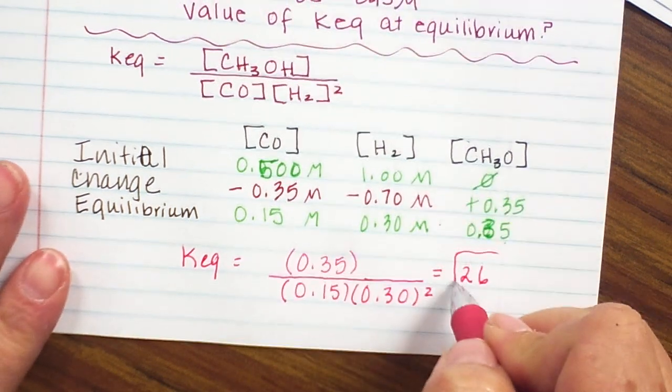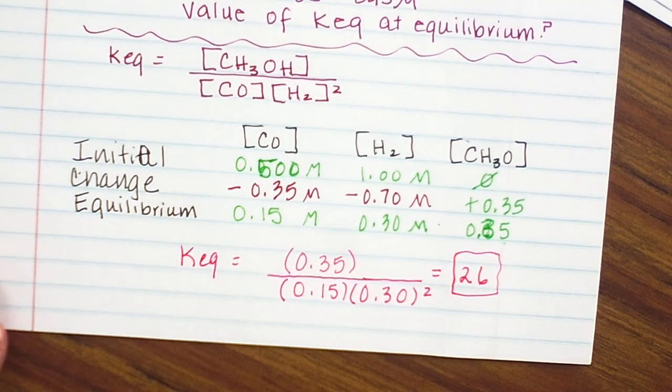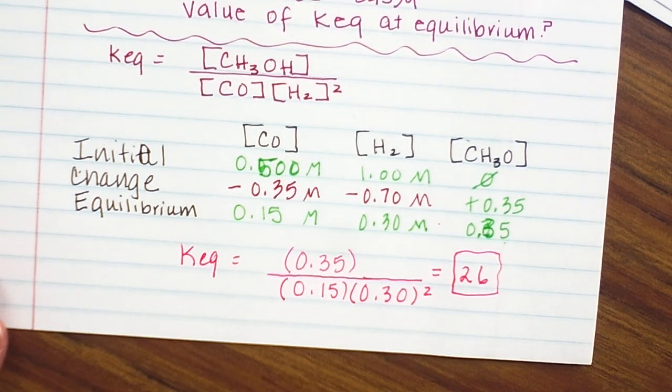So that is the ratio. Remember, this is a ratio. That's my KEQ at equilibrium. So are products favored in this reaction at equilibrium? Yes, products are favored.